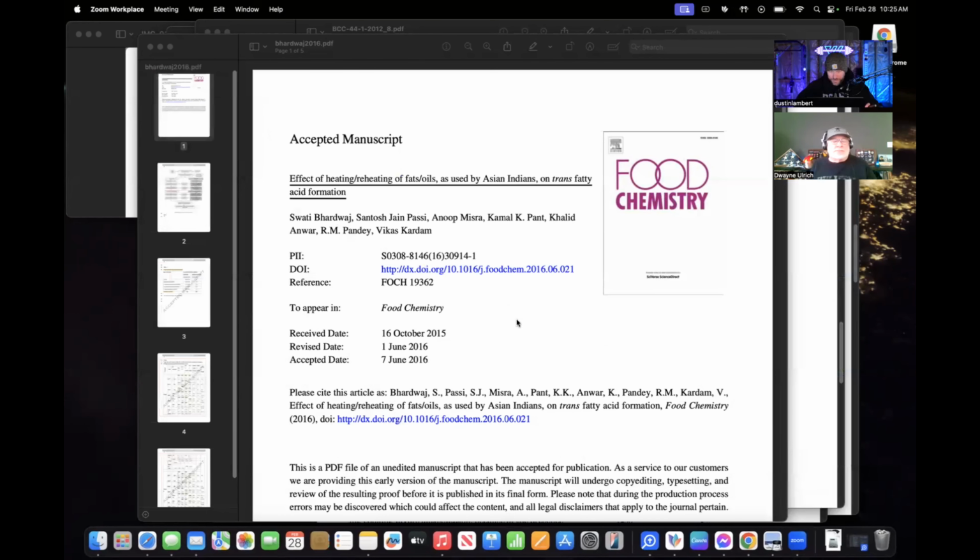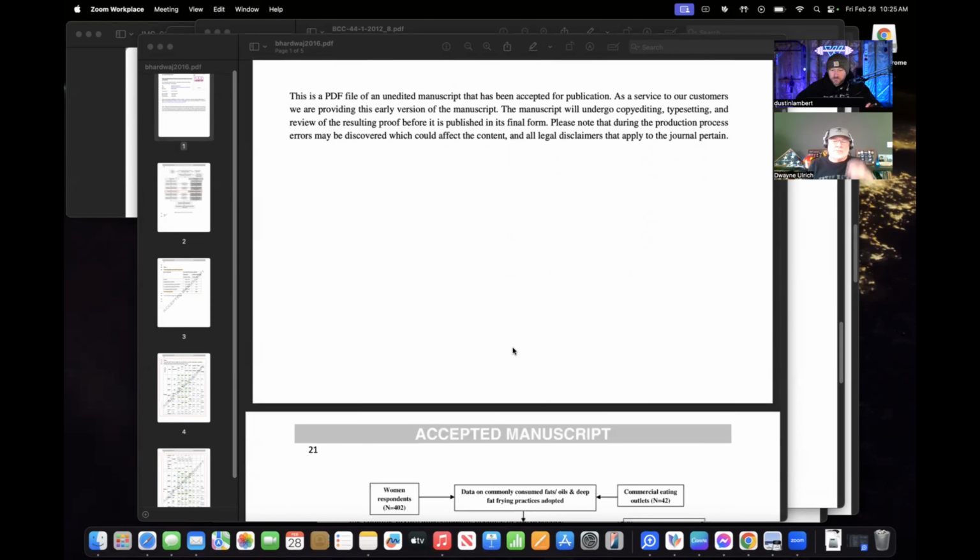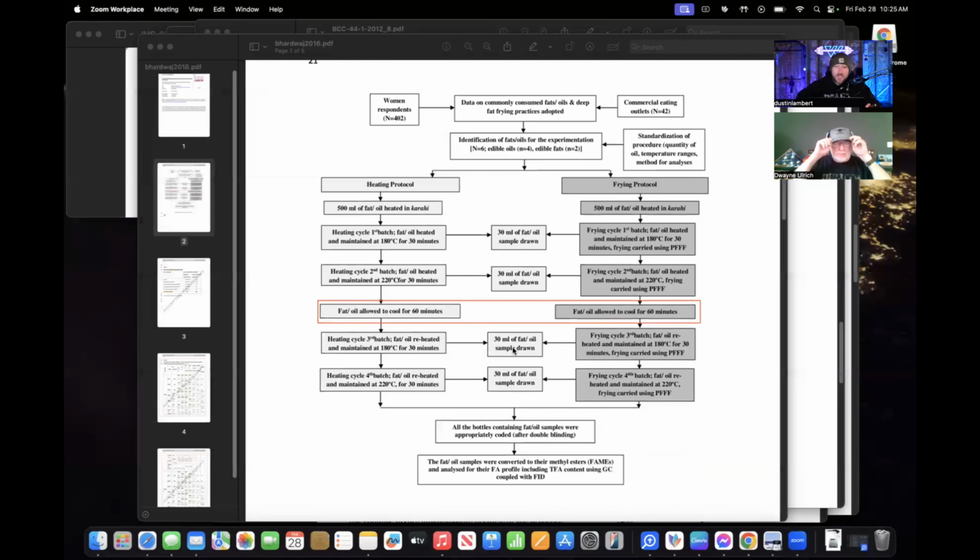All right, so we got a few studies to get through here. First one is the effects of heating and reheating of fats and oils used by Asian Indians. So this is done in India on trans fatty acid formation. They contacted some home women who cook at home, which is what we're concerned with when people talk about this topic. They also contacted some commercial eating outlets, so this would be restaurants and roadside food vendors and stuff like that. And they got common oils that these people used.